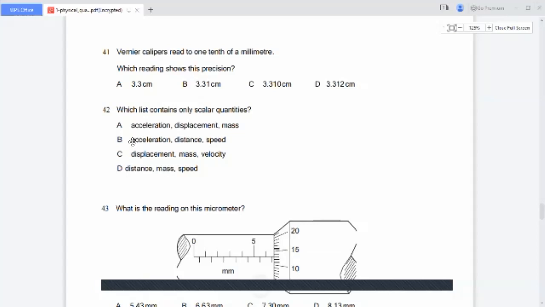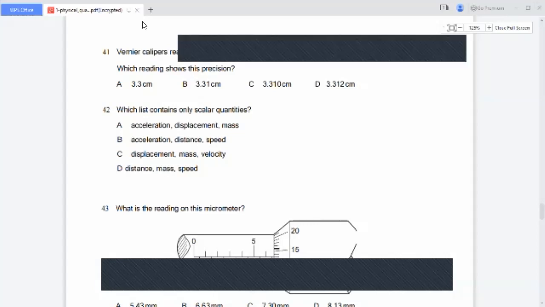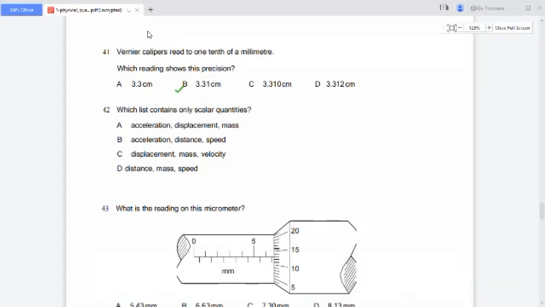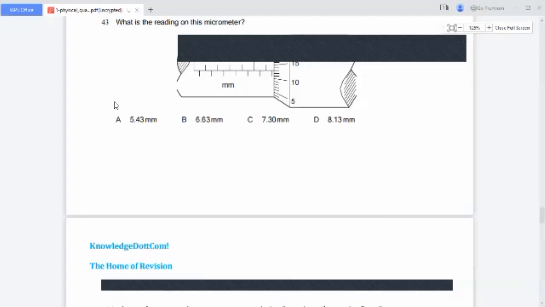Number 41 is again a repeated question, so we are going to mark it directly, which contains only scalar quantities. Kind of a repeated question, in which distance, mass and speed are scalar quantities. Number 43.